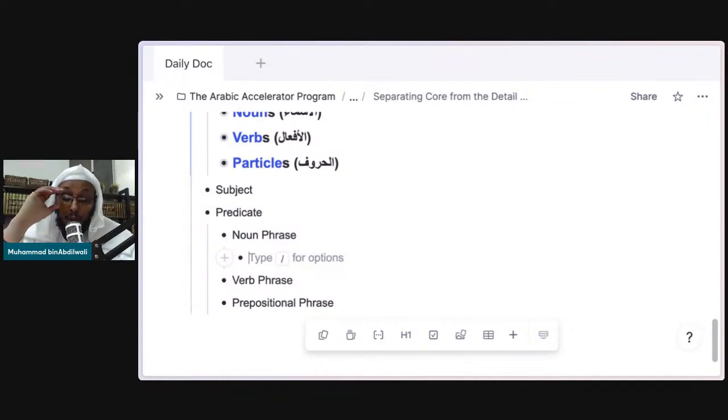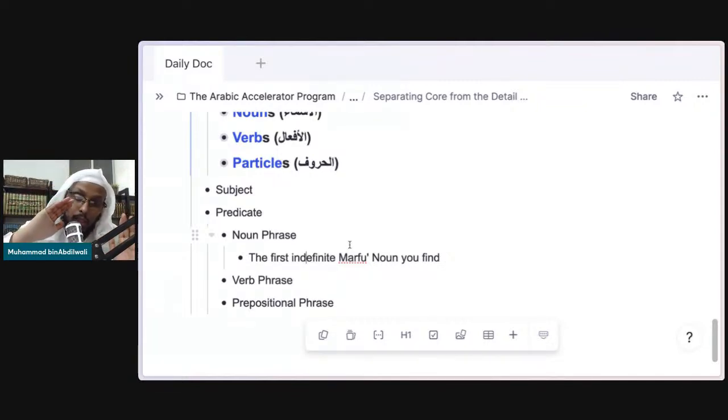If you have the subject, then the khabar is going to be the first indefinite marfu' noun you find. Okay, let me explain that. Indefinite as in it has a tanween or it doesn't have alif lam, basically it is not definite, because the subject is always definite. So this is basically the difference between mubtada and khabar. The difference is definite and indefinite.